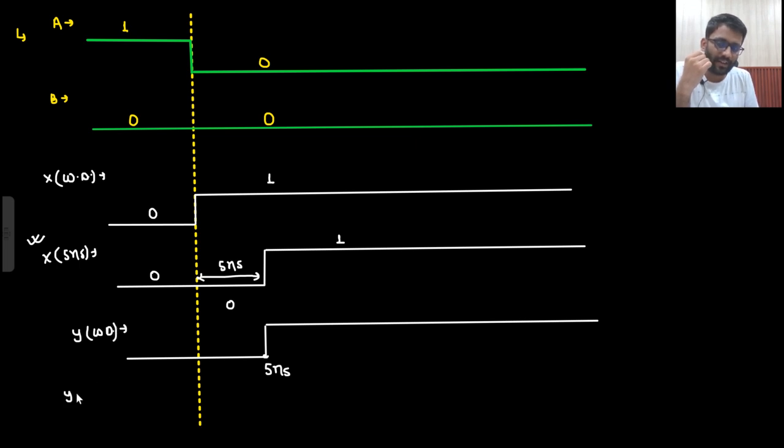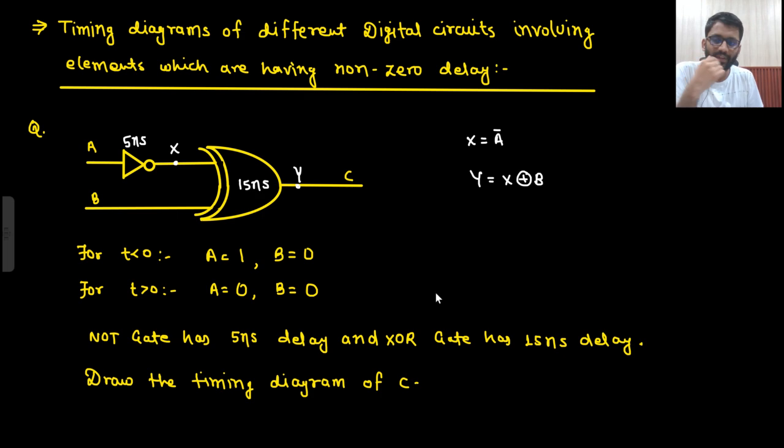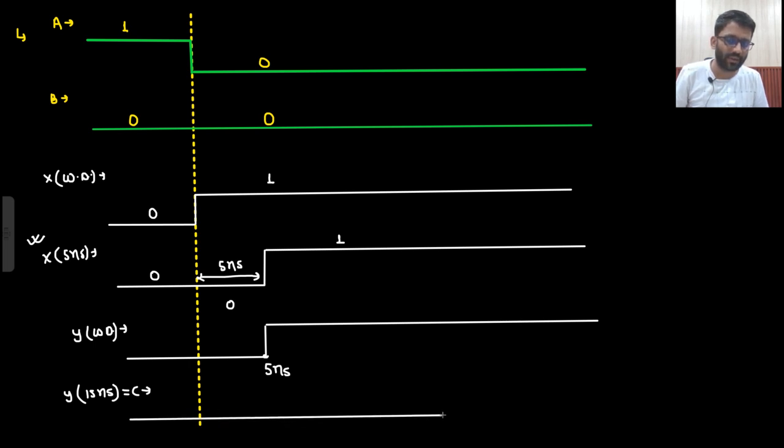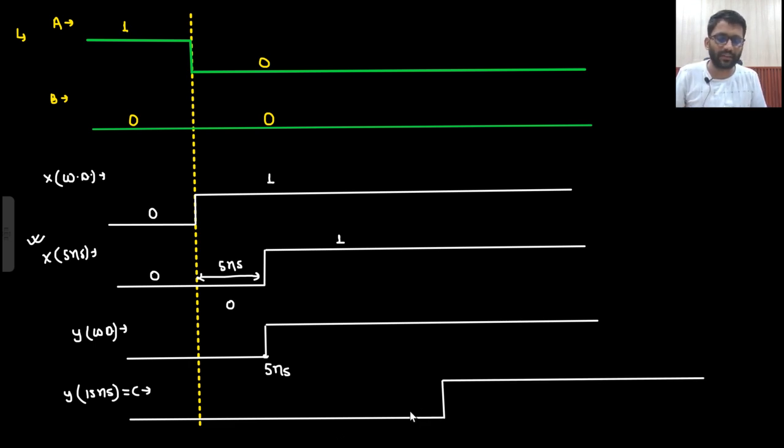And Y with delay, what is the delay? Delay is 15 nanoseconds. And Y with delay, that is 15 nanoseconds, is equal to C only. So here I will introduce a delay of 15 nanoseconds. So 5 nanoseconds plus 15 nanoseconds, this will go to 20 nanoseconds. So this is how your C will look like. That's it. This is the way you need to answer the problems.